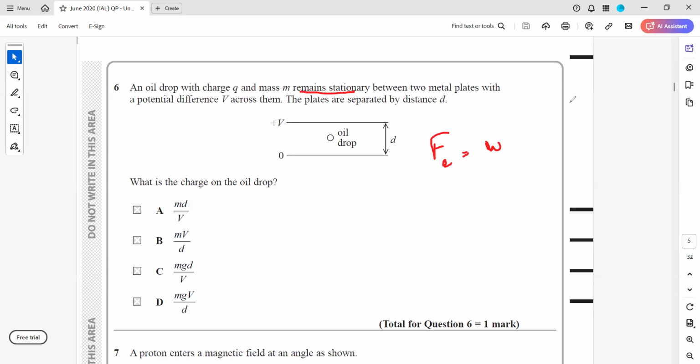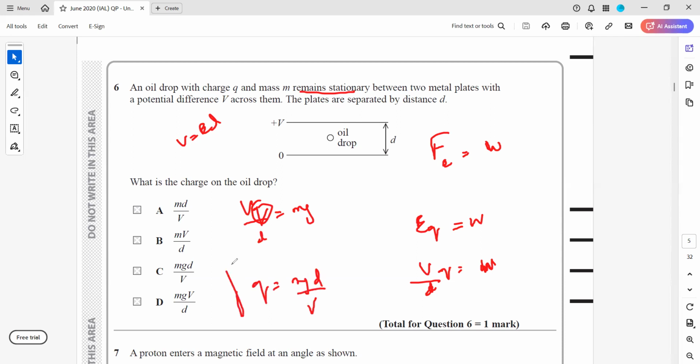Electric field strength E is equal to F over Q. So F is E multiplied by Q. So EQ is equal to weight. And between the parallel plates, V is equal to Ed. So E is equal to V over d. So V over d into Q is equal to weight. Then weight is mass times gravity. So VQ over d is equal to mg. If I need Q, it will be mgd divided by V. So it matches with option C. Is it clear? Discussion?